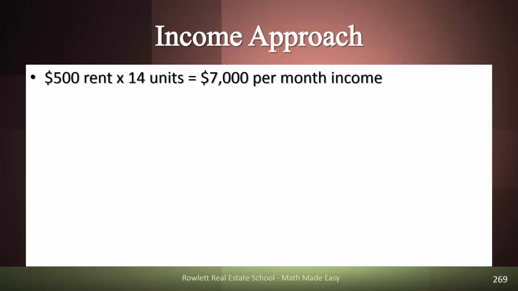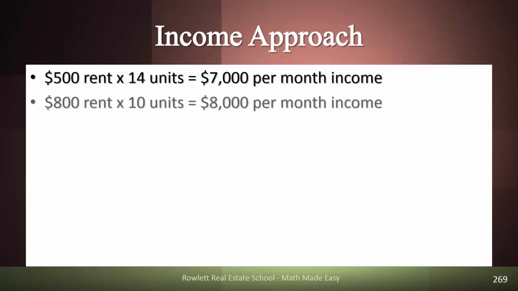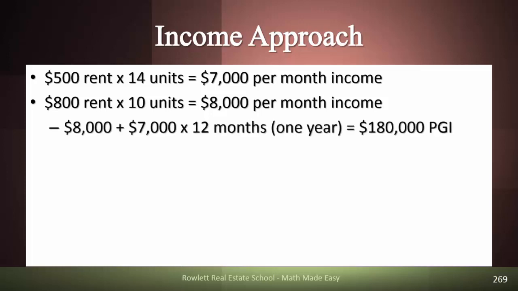Well, if there's 14 units that all rent for $500 a month, multiply them, that tells us how much those 14 units would bring in every month. Do the same for the 10 units that rent for $800 a month. Once you multiply both of them, you should have $7,000 for one and $8,000 for the other. Now if you add the $7,000 to the $8,000 and then multiply that by 12, that gives you the year's worth of all of those units, with everybody having paid every month, being $180,000 potential gross income.